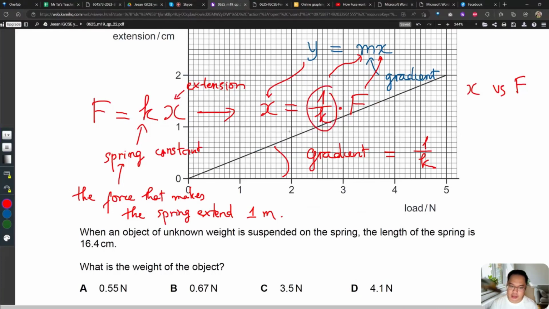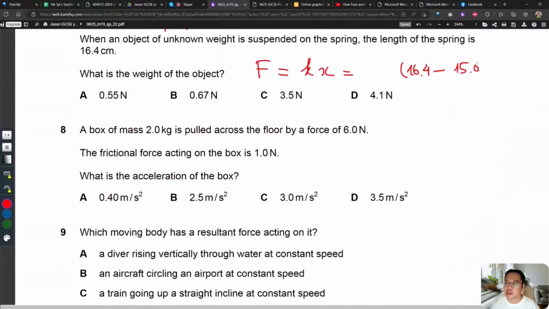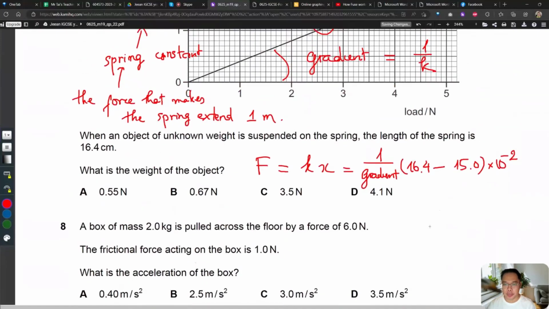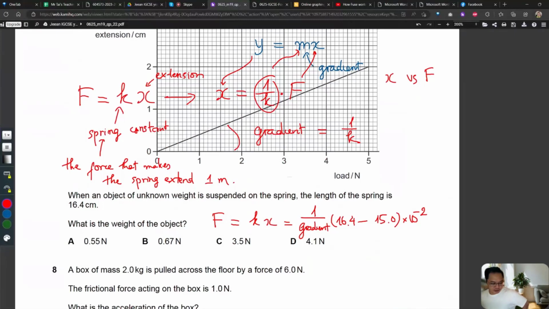Please calculate that gradient and then calculate k, and then the weight of the object. And the answer of this question, the weight of the object, is k times x. X is 16.4 minus the unstretched length, the natural length, which is 15 centimeter. Okay, and you need to convert this from centimeter to meter by multiplying with 10 to negative 2. And k is 1 over the gradient. So you need to calculate the gradient first. Okay, this is a difficult question. Yeah, sometimes there must be some difficult questions like this for students getting A or A star.